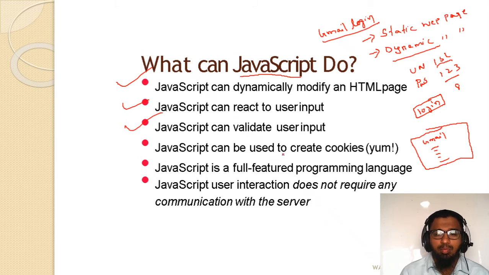Next, JavaScript can be used to create cookies. That means in your computer there will be something called cookies. The use of this is like a temporary storage. If we created cookies, then sometimes if the web server is slow or it is very difficult to load from the server, it will get the data from the cookies. With the help of cookies it will get the data. So JavaScript is also used to create cookies.